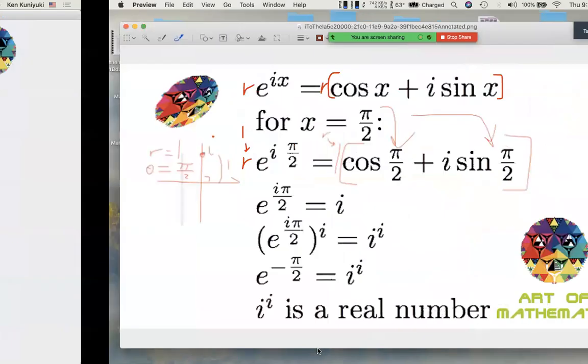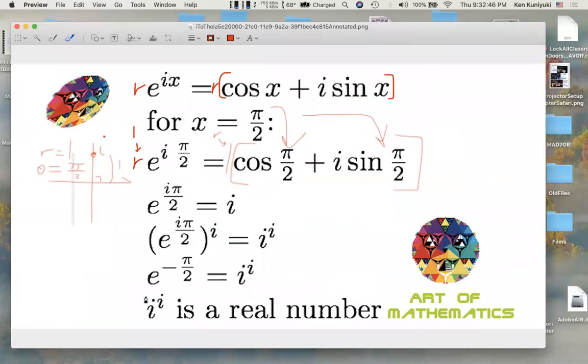And i to the i is a real number. i to the i is e to the negative pi over 2. And that can be proven through Euler's formula. Go through this. Normally, there's an r in front.